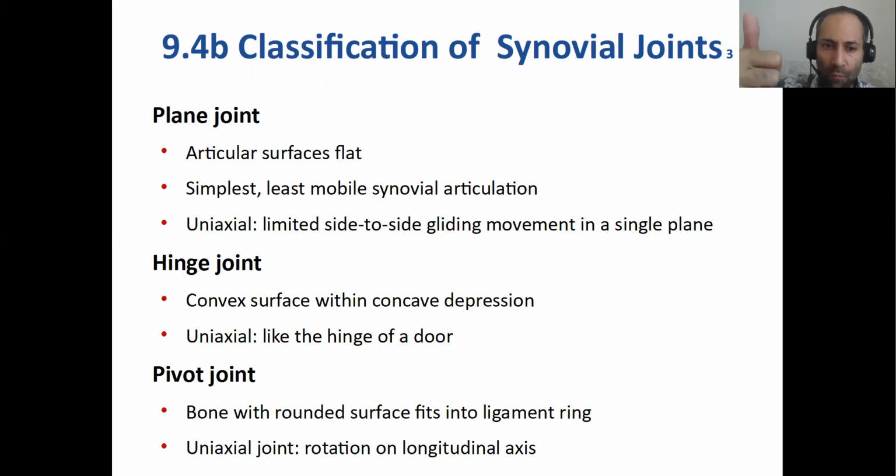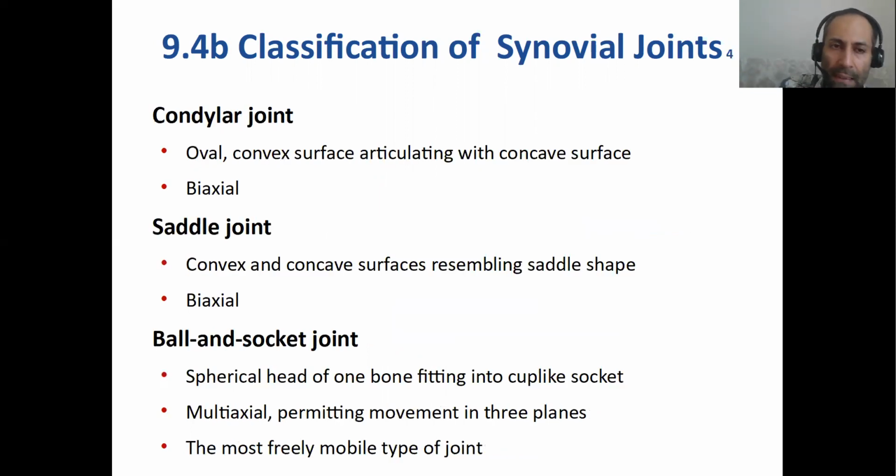Pivot joint would be like the head of the radius and the ulna, how they're held together by the annular ligament. They can still rotate when you supinate or pronate your arm, right? Supination, pronation. So the heads of the two bones can kind of pivot around each other. Condylar joint, that is something you see in, for example, your jaw. When you open your jaw, your mandible, that's a condylar joint, right?